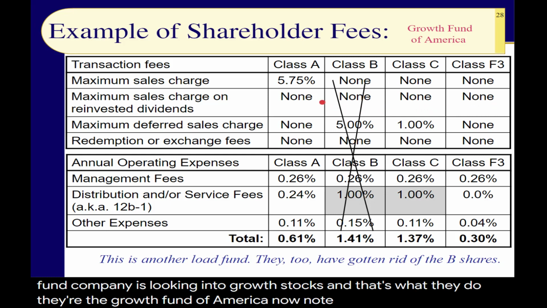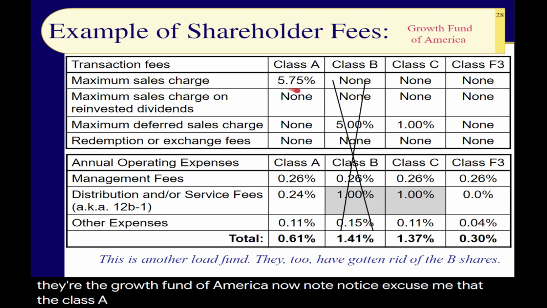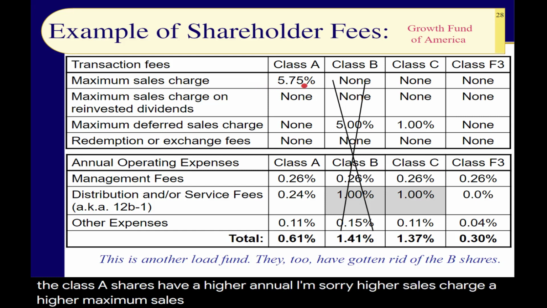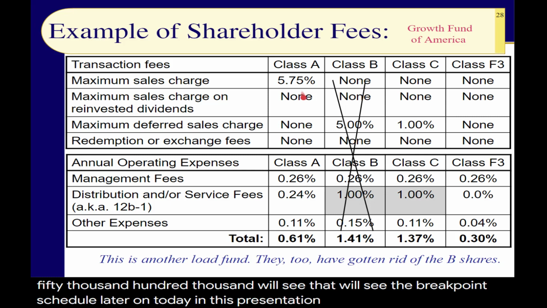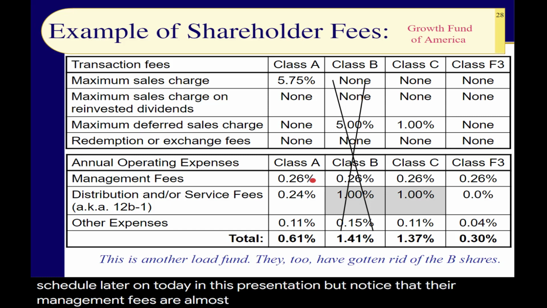Now, notice that the Class A shares have a higher sales charge, a higher maximum sales charge. Again, once you hit 25,000, it goes down, 50,000, 100,000. We'll see the breakpoint schedule later on today in this presentation. But notice that their management fees are almost half of what the Alliance Fund was.